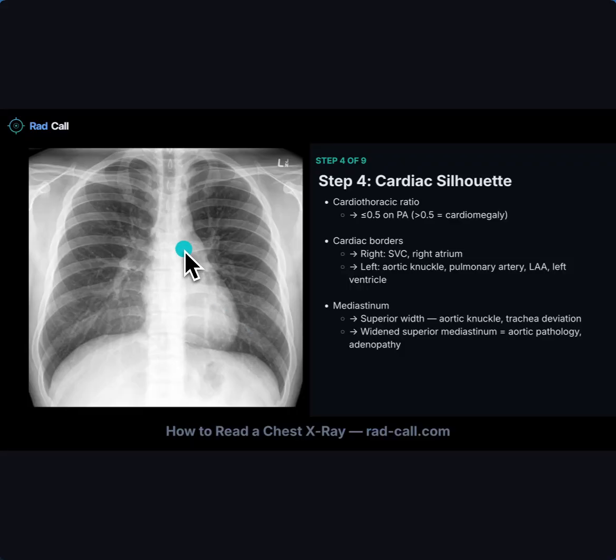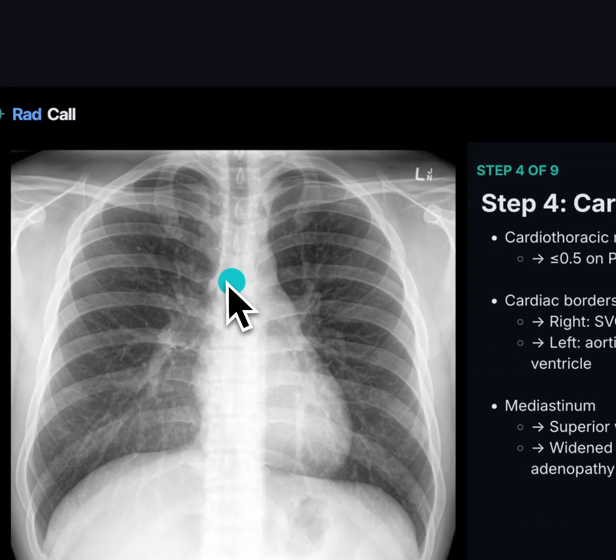Next, you're going to look at the mediastinum, the superior mediastinum first. This is the aorta and the trachea. Widened superior mediastinum indicates some sort of aortic pathology, an aneurysm, dissection, or adenopathy, as well as substernal extension of goiter, which can often look like a mass in the superior mediastinum.